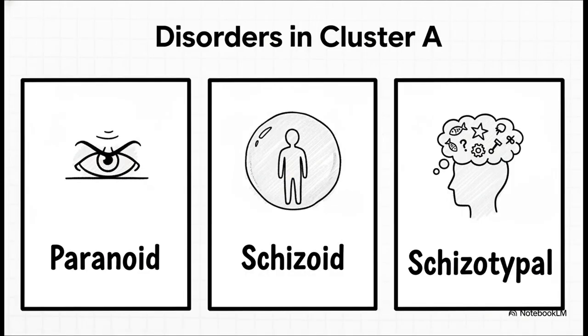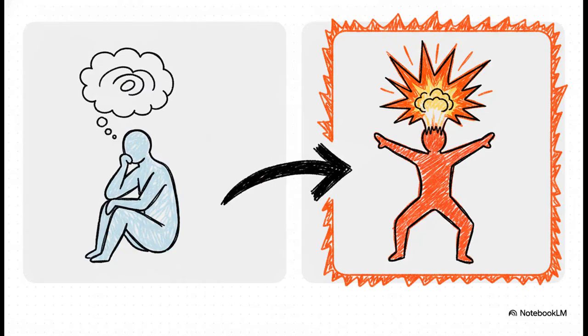So specifically, Cluster A is home to 3 disorders. First, there's paranoid personality disorder, which is defined by a really deep-seated distrust of other people. Then you have schizoid personality disorder, which is all about a profound detachment from social relationships, a real preference for being alone. And finally, there's schizotypal, which involves more eccentric behavior and ways of thinking that can feel almost magical, creating a lot of discomfort in close relationships. So, to sum up Cluster A, think social withdrawal and unusual ways of thinking.